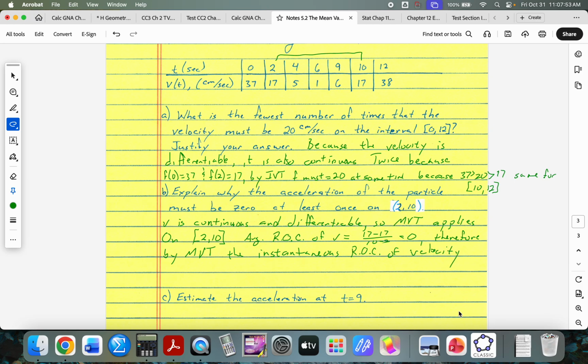And what do we call the instantaneous rate of change of velocity? Well, it's the slope of the velocity. It's acceleration. The rate of change of the velocity is acceleration. Must be 0 at least once on the open interval from 2 to 10.